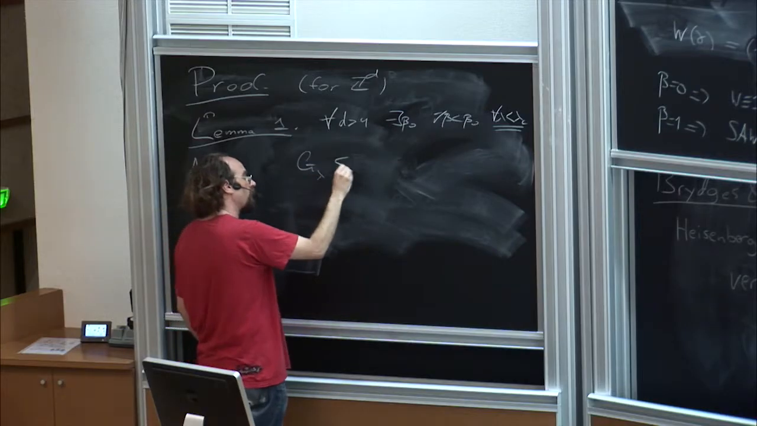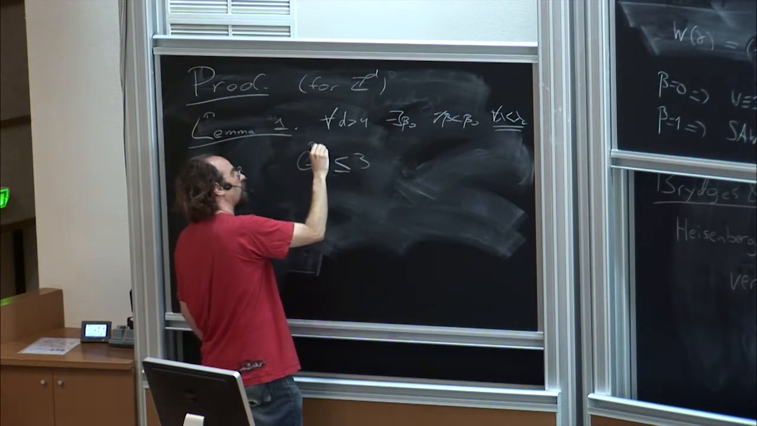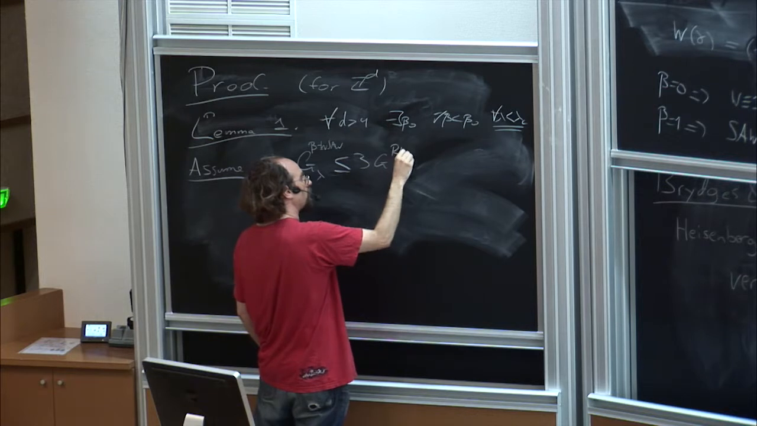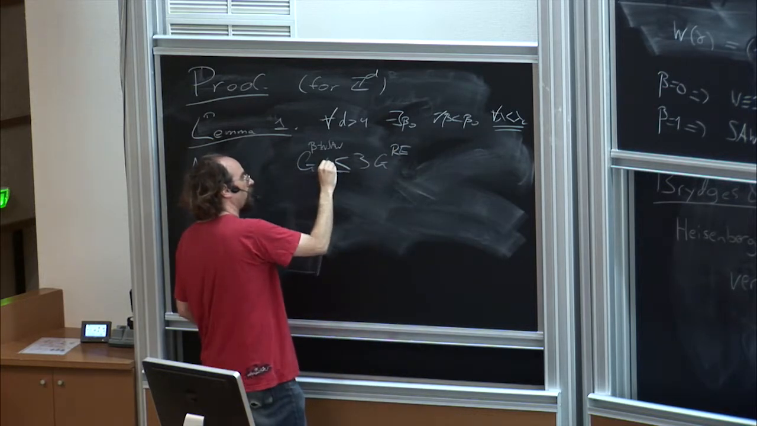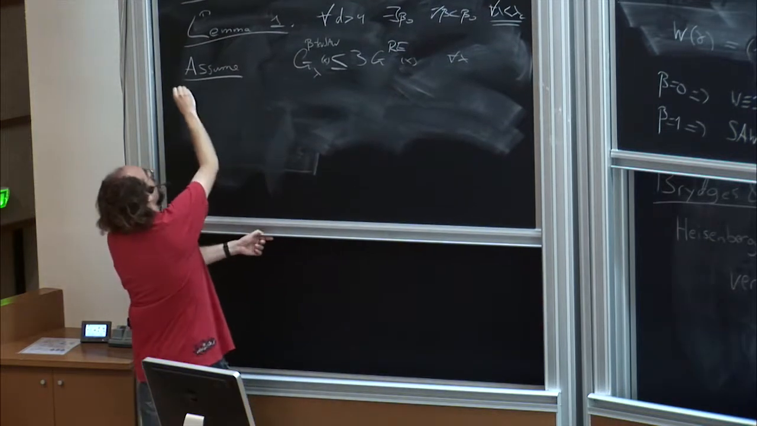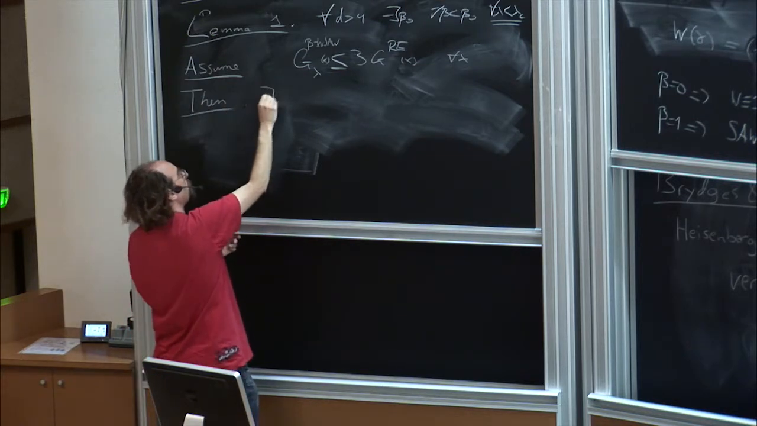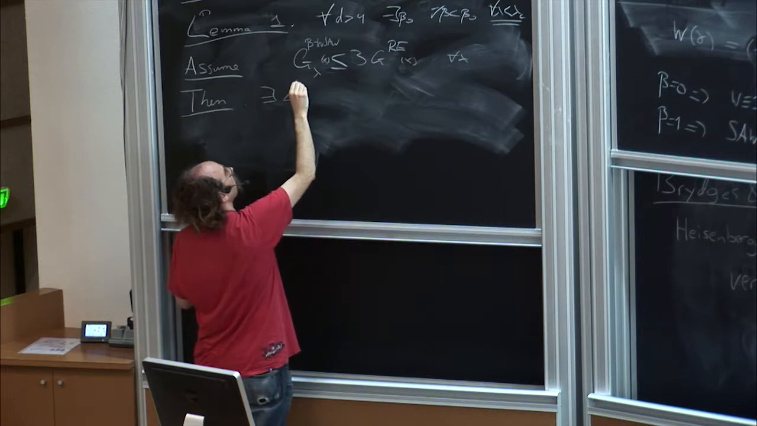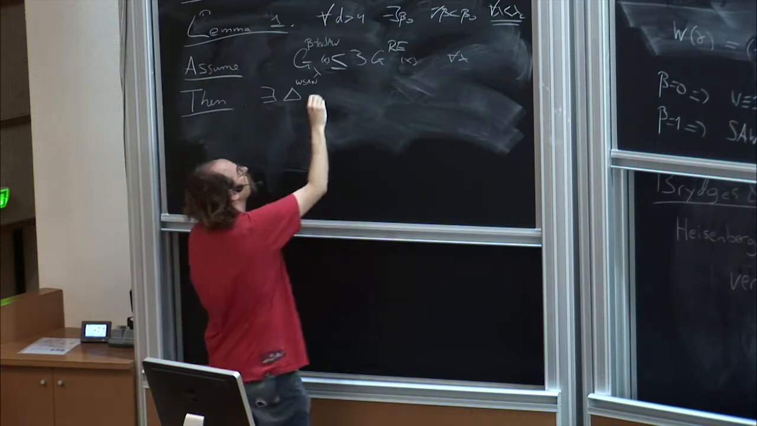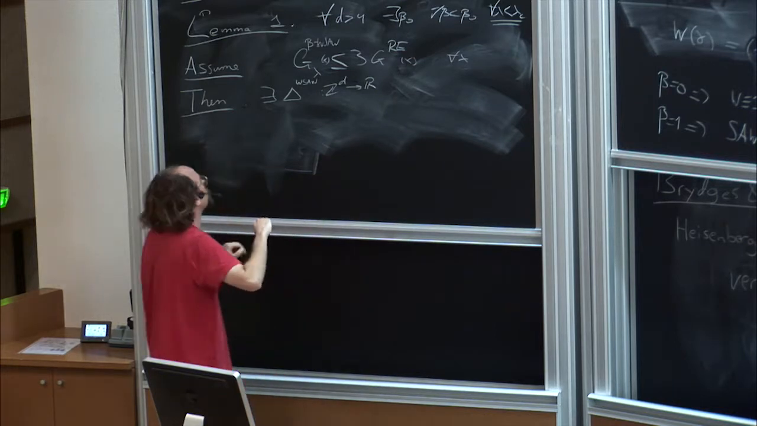Assume G lambda beta is smaller than 3 times the usual Green function. And this is a pointwise estimate. This is for every x. Then there exists a magical function delta. That's a delta, a function from Z^d into R with the following properties.